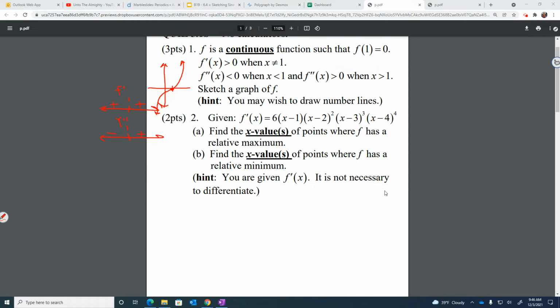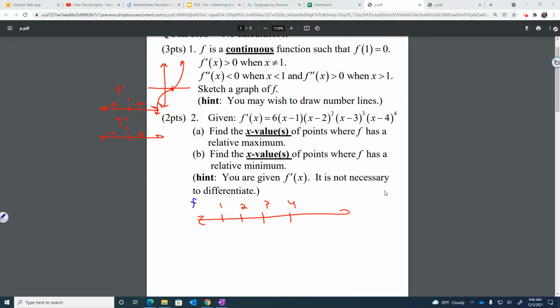With the second part, you've got to get all the critical numbers first, which basically all of these are critical numbers. You have to set each one of these equal to 0, and so you get 1 is a critical number, 2 is, 3 is, and 4. Those are all your critical numbers. Those are all multiplied. So from there, you have to do your sign analysis.